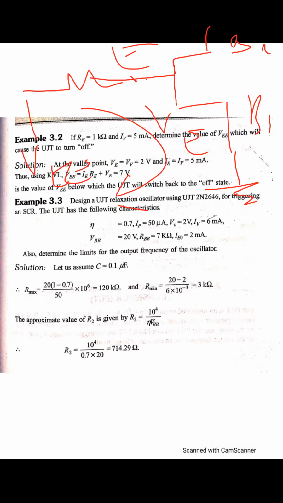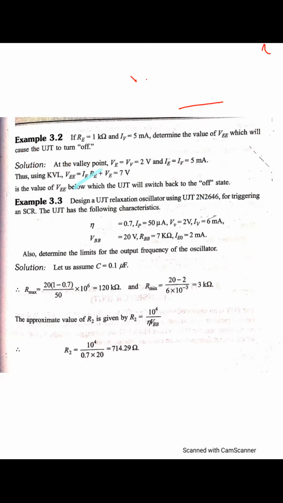Okay, so you check the input circuit. Applying KVL for the input part, VEE is equal to IE RE plus VE. IE is given as 5 milliamperes, VE is 2 volts, and RE is 1 kilo ohm. So 5 plus 2, it is going to be 7 volts. Okay, so that is going to turn off the UJT.